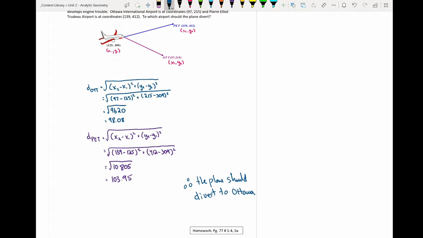And that is basically how you use two points to calculate the length of a line segment. So again, just make sure you identify your two points and you have your formula to plug them into to calculate the length.